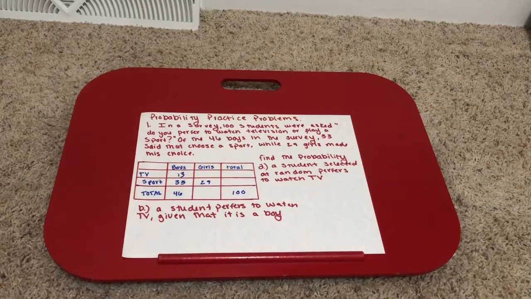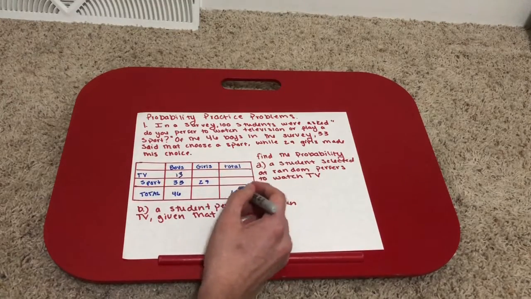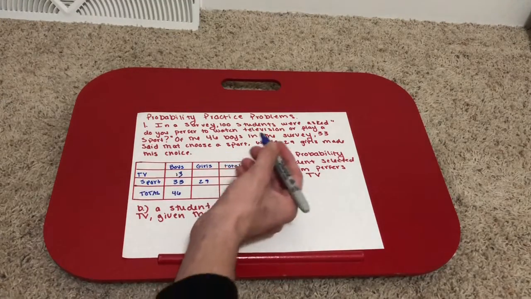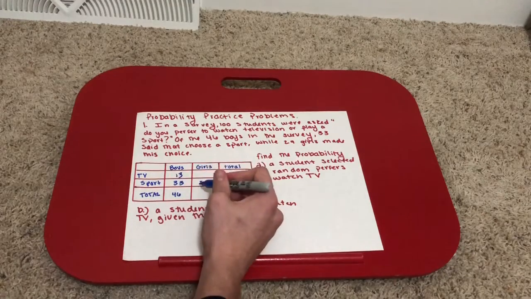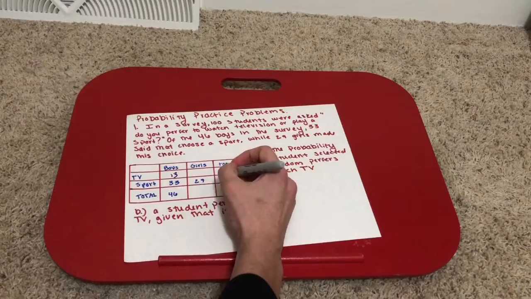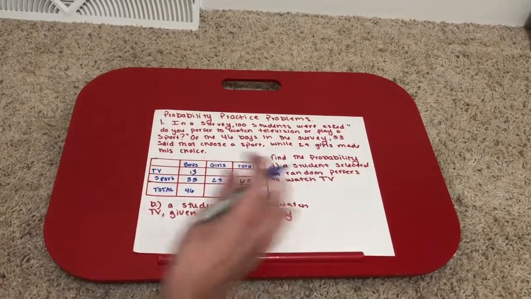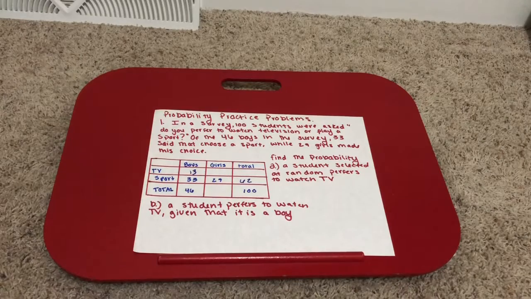And the next thing we can do is figure out the total number of people that play sports, boys and girls. So you just add 33 and 29, and you get 62. You can use a calculator or do it in your head, however way works for you. So now we have that. Those are the two that we have.